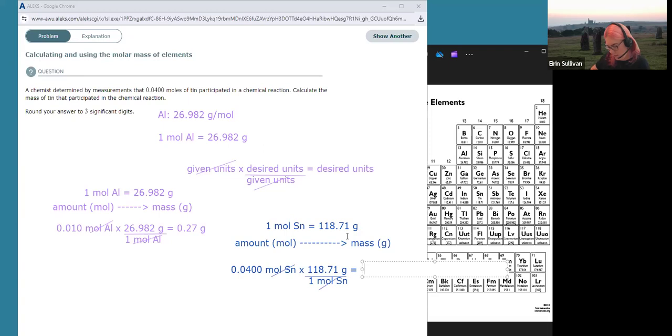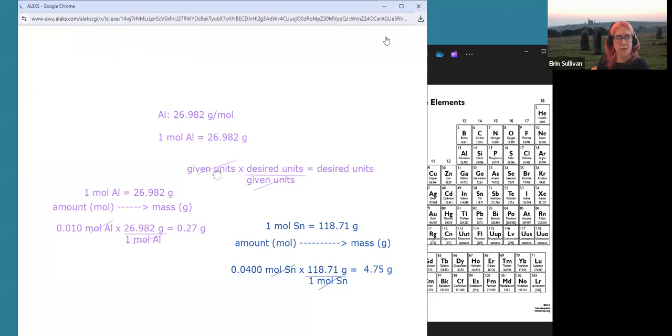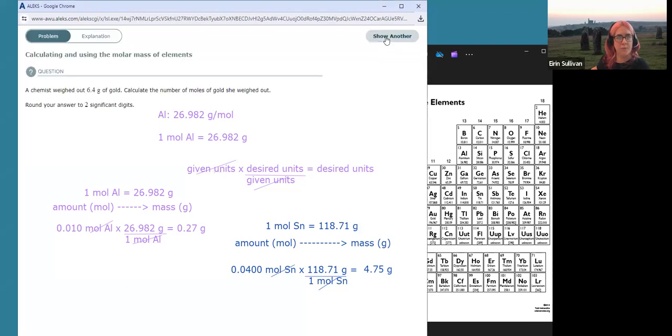What do we get here? 0.04 times 118.71 equals 4.7484 grams. We were asked for 3 significant digits. So 8 is 5 or above, so that's going to be 4.75 grams. Okay. Practice this one a lot. This is basically the most fundamental conversion you're going to do in chemistry, going between moles and mass and vice versa. So it's really important that you get lots of practice.